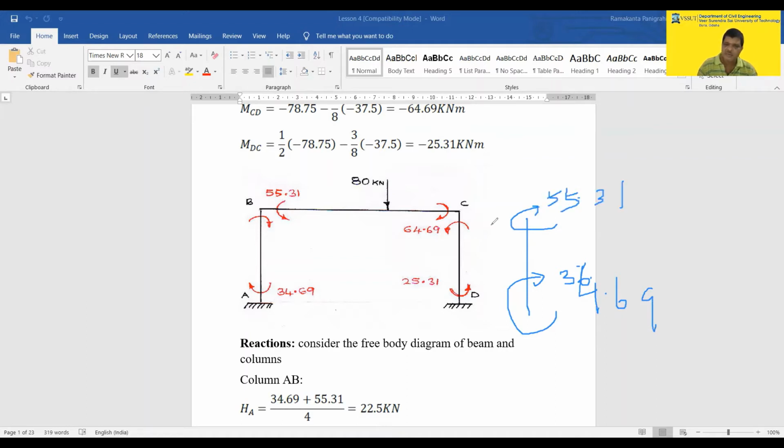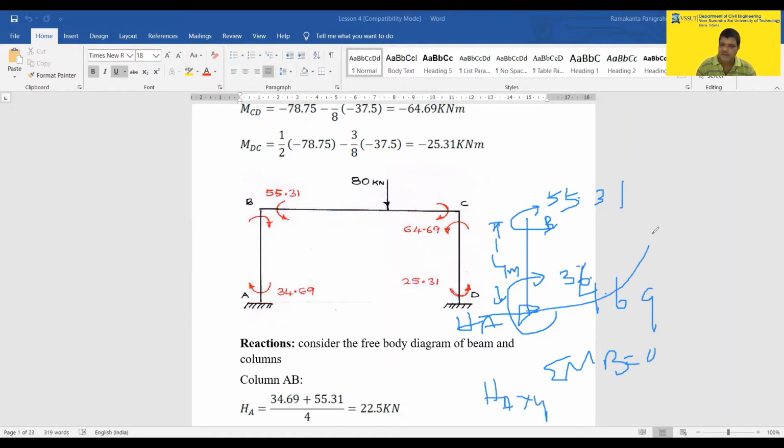This span is 4 meter, right? Span is 4 meter, and we have a reaction here, HA, that we are interested to find out. If you take at the point B, sigma MB equal to 0, what will we find? All are clockwise, and HA into 4 will give you the anti-clockwise moment. So minus HA into 4, plus 34.69 plus 55.31 is equal to 0. So what is HA? That is 34.69 plus 55.31 by 4.